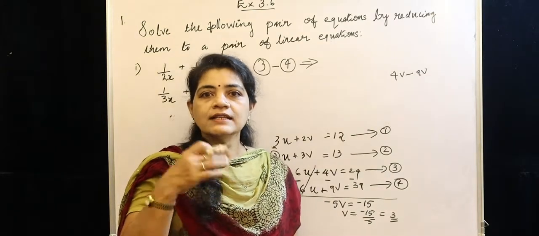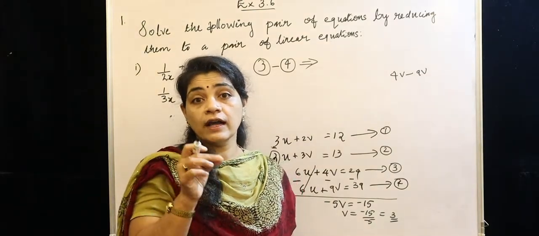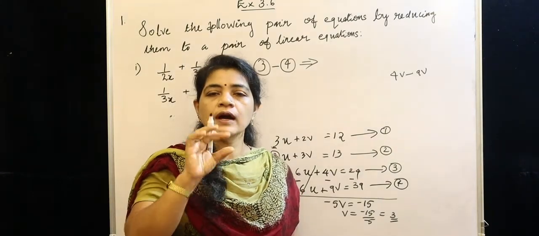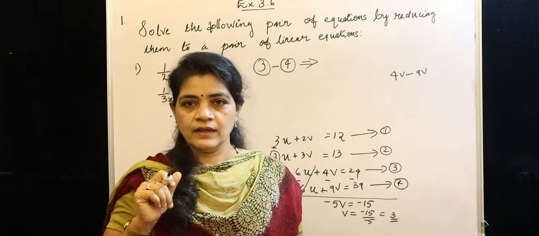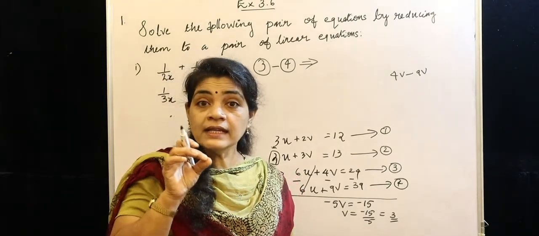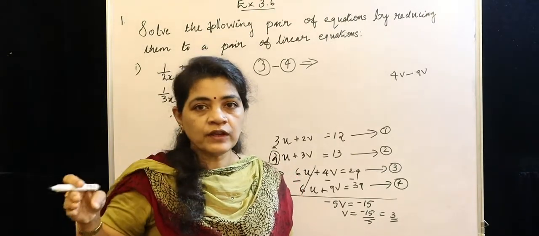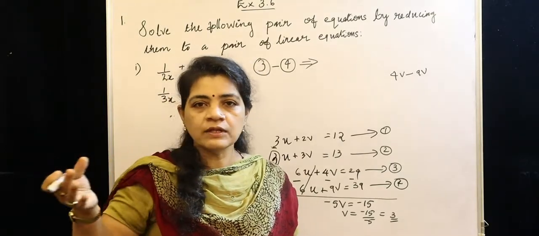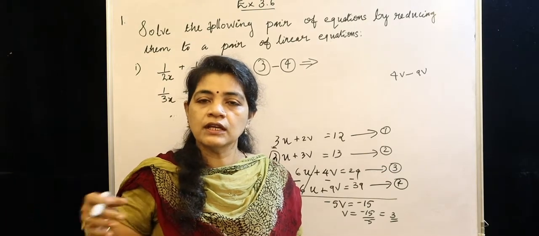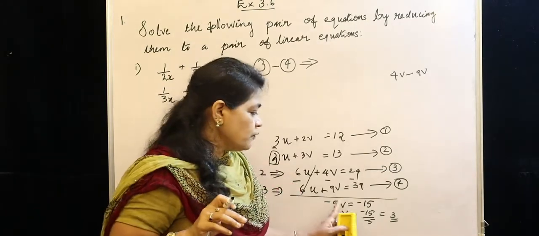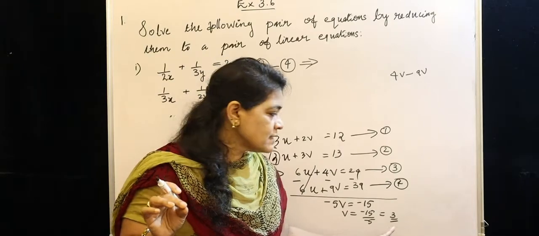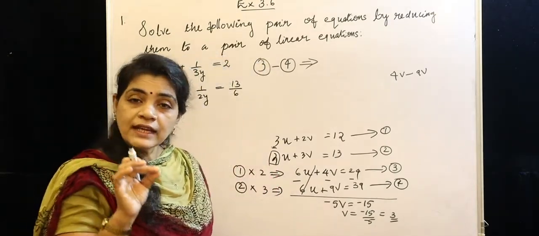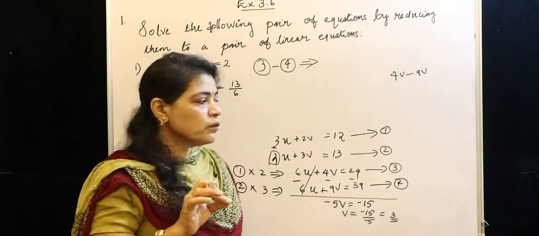Okay, and what is the next step? We have to get the value of u also. When we eliminate u, we get the value of v first. When we eliminate v, we will get the value of u, because the eliminated term will not be there after elimination. So the remaining variable is v, hence we got the value of v as 3. Understood?